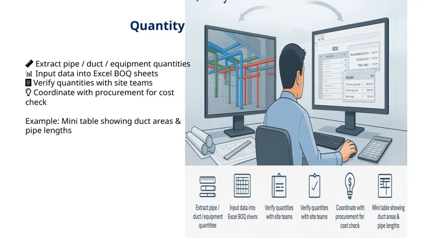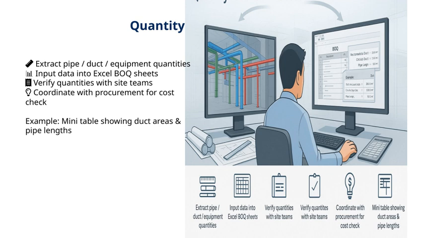First, we start by extracting the quantities for pipes, ducts, and equipment. This step is crucial because accurate measurements form the foundation of our planning. Next, we input these data into our Excel BOQ sheets, which helps us organize and analyze the information systematically. Then, we verify these quantities with the site teams to ensure everything aligns with what's actually on the ground. This verification step is key to catching any discrepancies early.